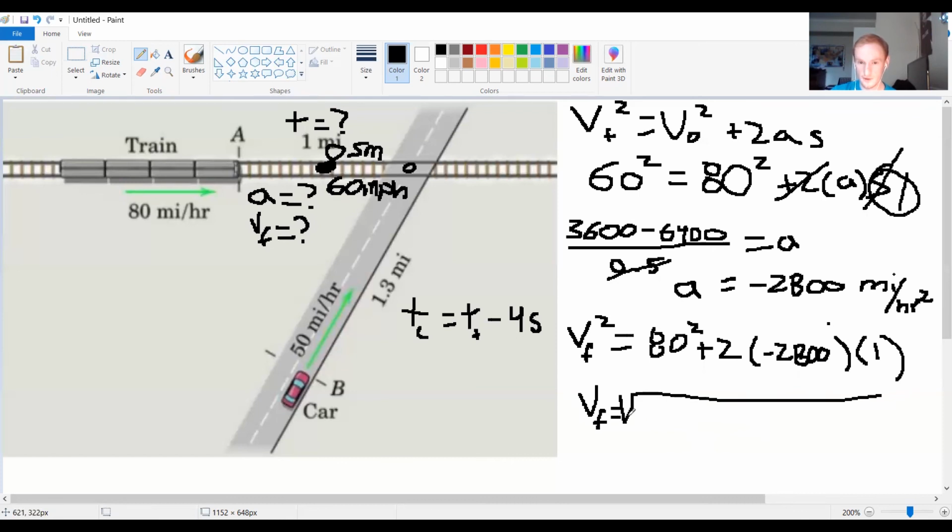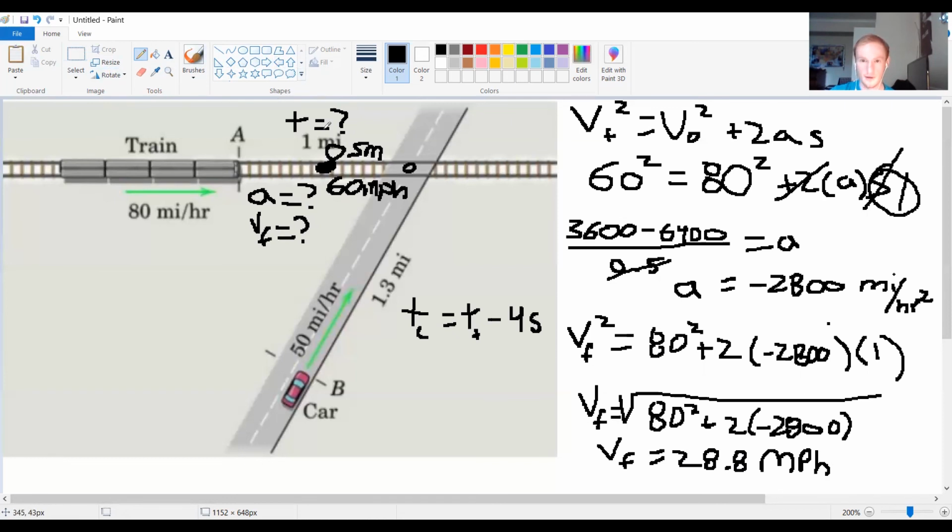So, without further ado, we can go this way with it. Forgot the equals. V final squared equals 80 squared plus 2 times 2800. And if you throw this all in a calculator, you should get V final is equal to 28.8 miles per hour. All right, so that's all well and good. So now we have the final velocity is 28.8 miles per hour.